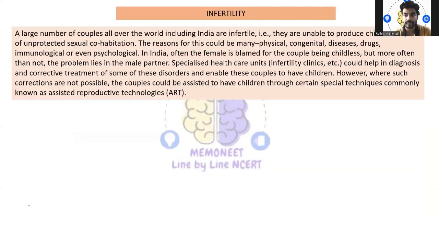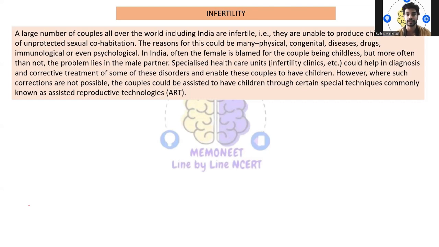So the next concept is infertility. What do you mean by infertility? Infertility is nothing but being unable to produce a child in spite of unprotected sexual coordination. Even with proper sexual coordination, if a couple is unable to produce a child, we normally call it infertility. And in India, infertility is somewhat common.